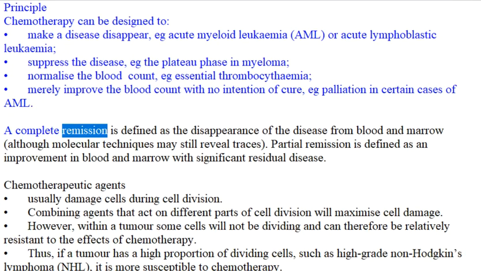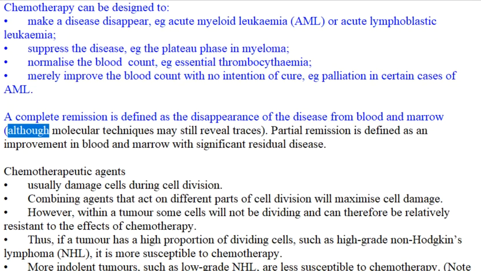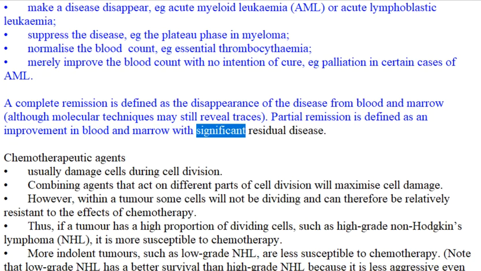A complete remission is defined as the disappearance of the disease from blood and marrow, although molecular techniques may still reveal traces. Partial remission is defined as an improvement in blood and marrow with significant residual disease.